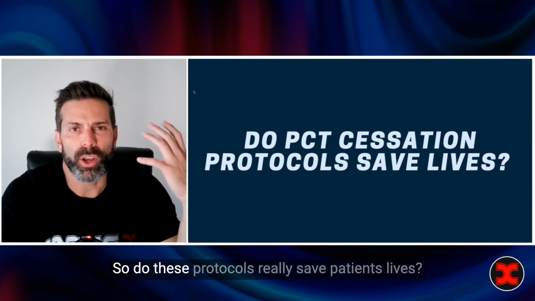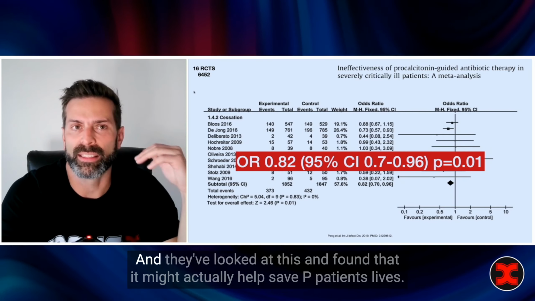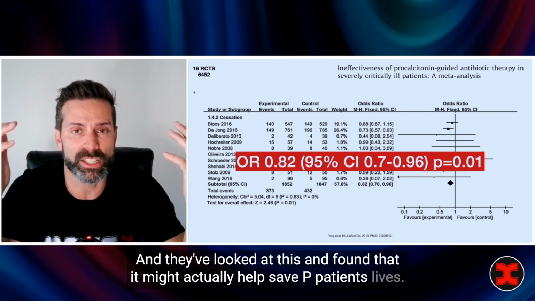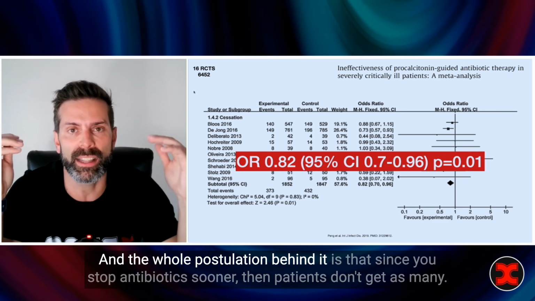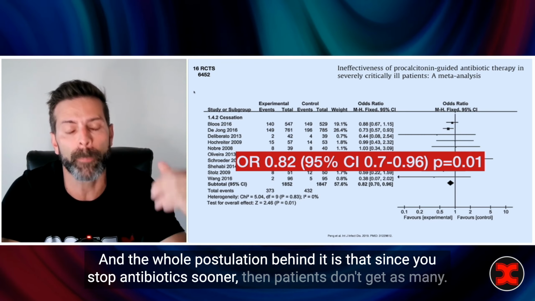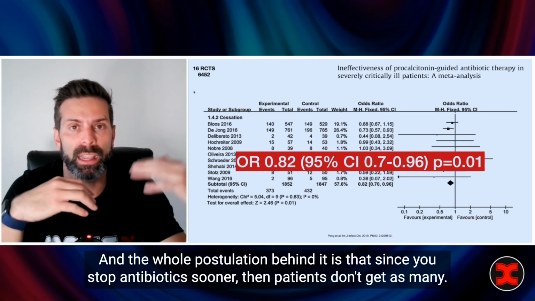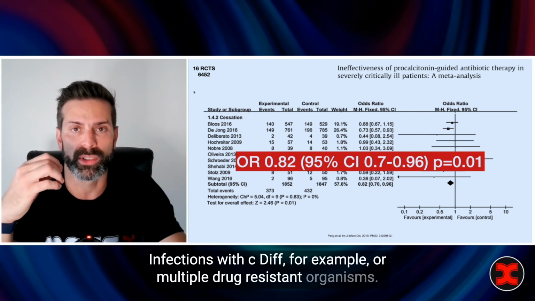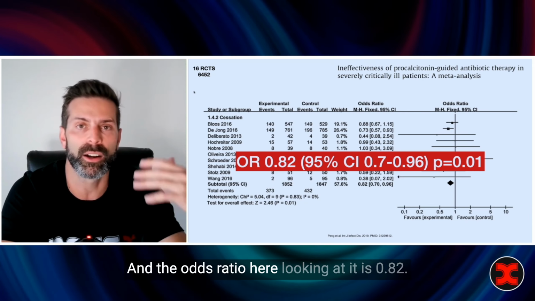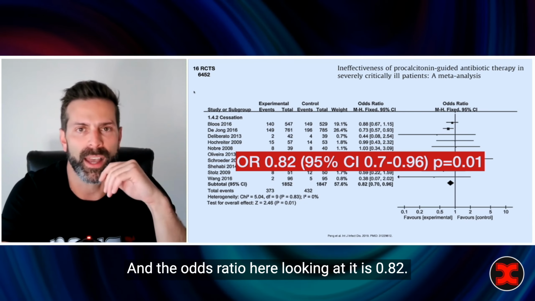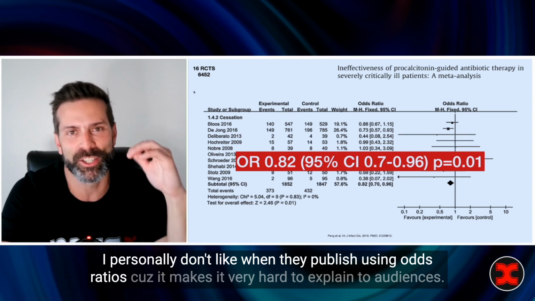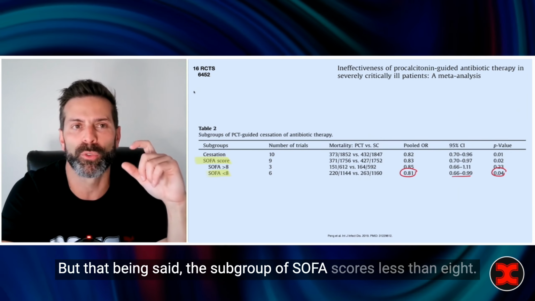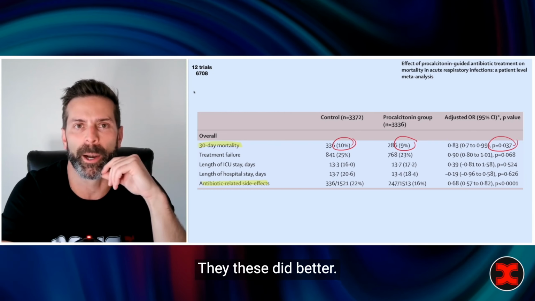So, do these protocols really save patients' lives? And they've looked at this and found that it might actually help save patients' lives. And the whole postulation behind it is that since you stop antibiotics sooner, then patients don't get as many infections with C. diff, for example, or multiple drug-resistant organisms. And the odds ratio here, looking at it, is 0.82. I personally don't like when they publish using odds ratios because it makes it very hard to explain to audiences. But that being said, the subgroup with SOFA scores less than 8, these did better.